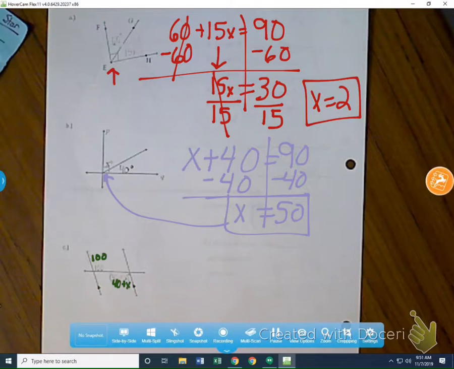It says 100 and then 40 plus x. Okay, what type of angles are these, first of all? Alternate interior. Okay, so are these equal to each other, or do they add up, and do we set them equal to 180? They're equal to each other. So 100 equals 40 plus x. Yeah. You set them equal to each other. We're going to subtract 40 on both sides. So x equals 60.